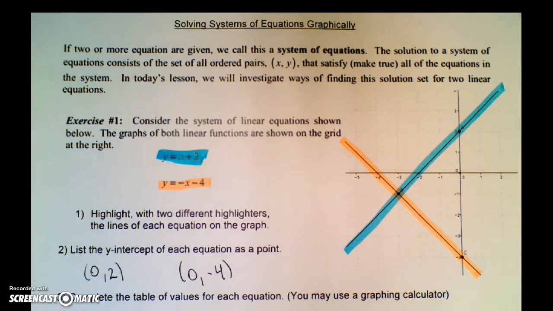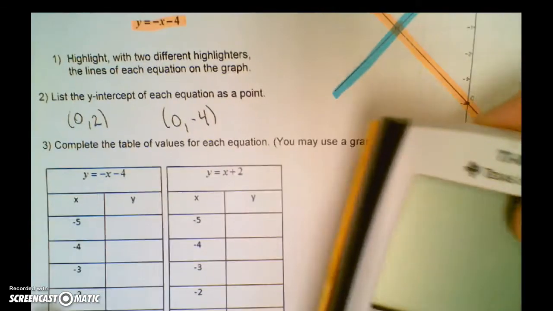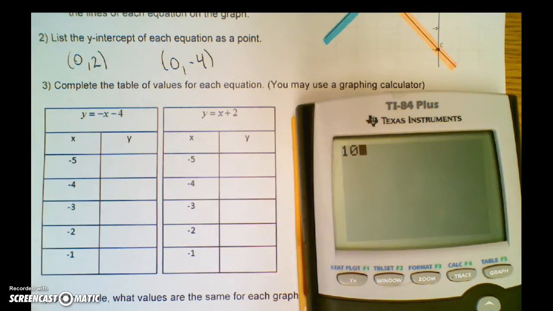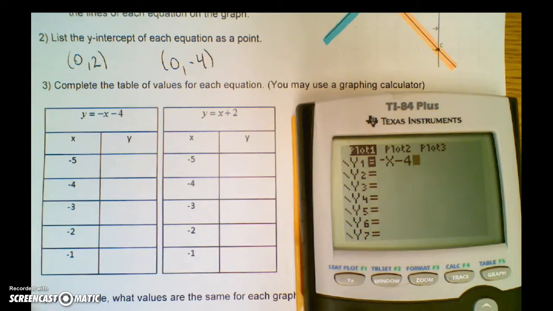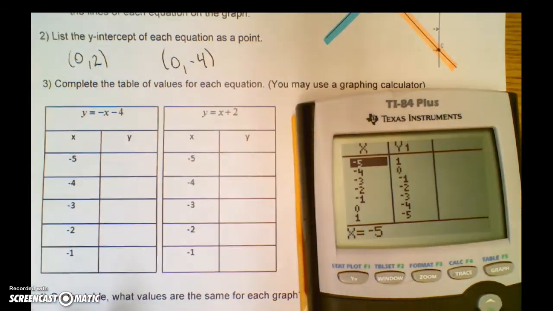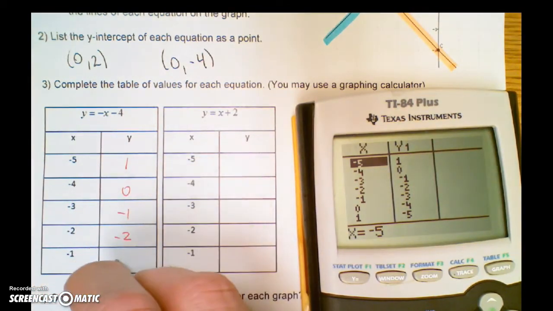Alright, so the first equation is y equals negative x minus 4. So let me slide this up. I'm going to go to y equals. If anything's in your calculator, just clear it out by hitting the clear key. The first equation is y equals negative x minus 4. To get the table, I hit second and graph. And now I can fill in my values. So this one starts at negative 5, so I'm just going to start my table at negative 5 and write down the values. So it's negative 5, 1, 0, negative 1, negative 2, negative 3.